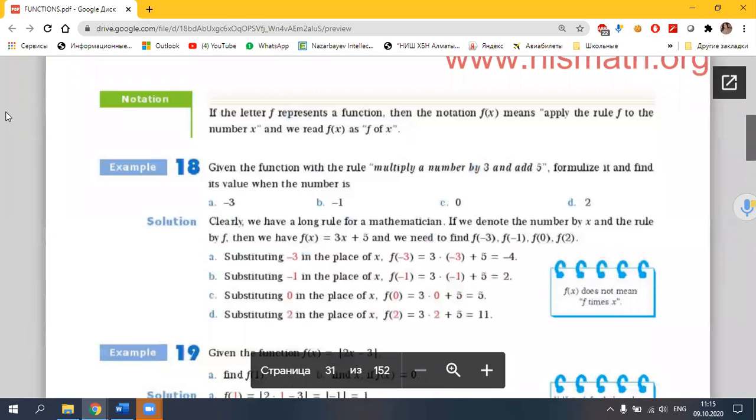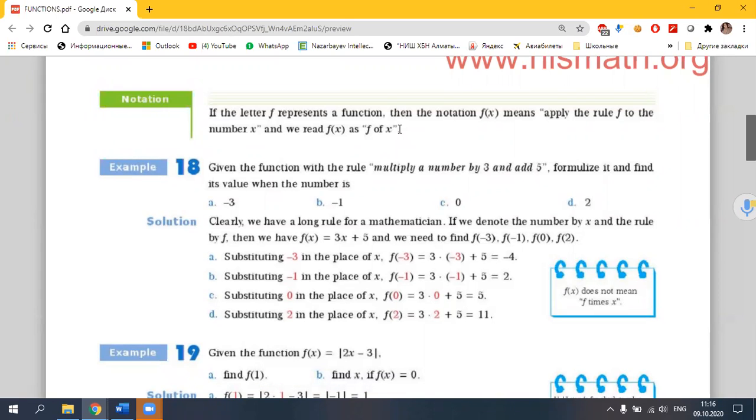Енді қалай айтамыз? Notation, белгілену. If the letter f represents a function, егерде f бізде функция болатын болса, then the notation f of x means, нені білдіреді? Сөзбен айтқанда, apply the rule f to the number x. And we read f of x as "f of x".